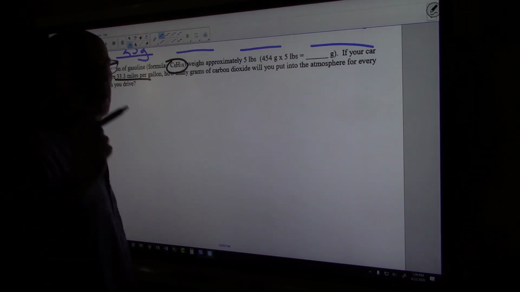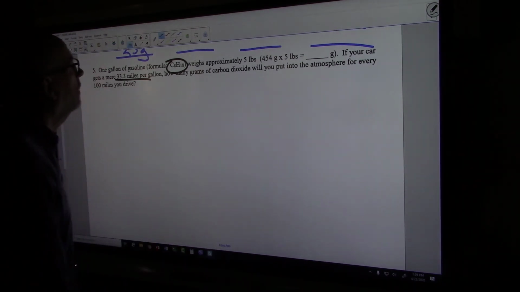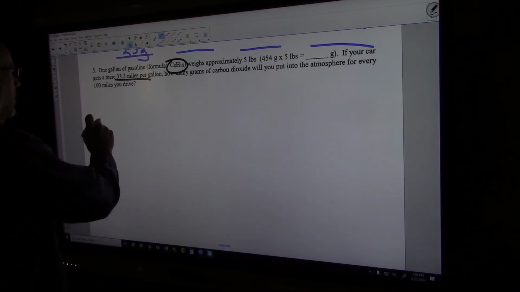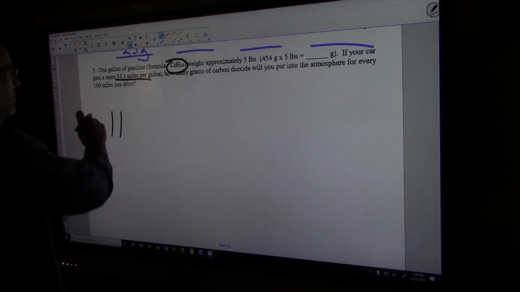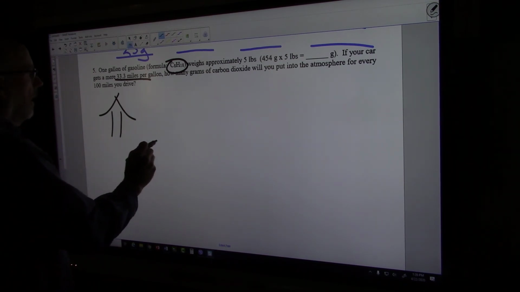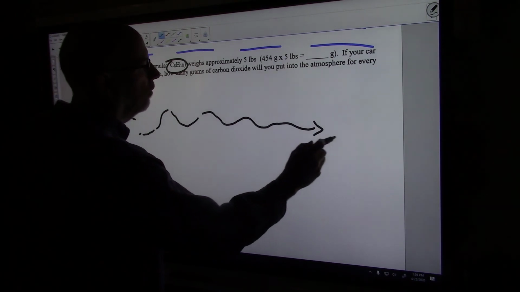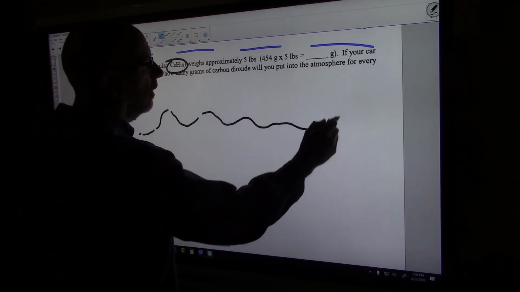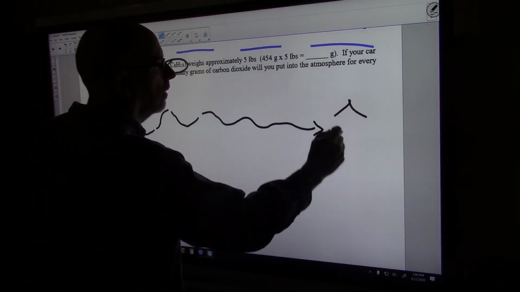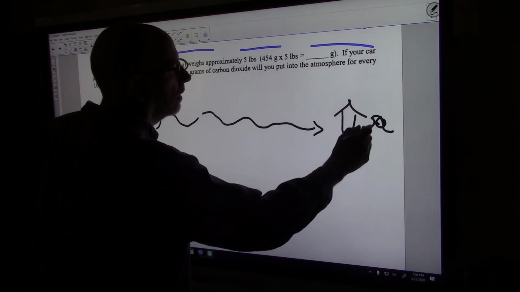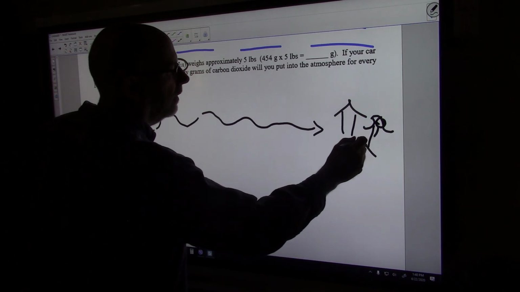CO2 in the atmosphere? Oh, global warming. It's a global warming question. You drive 100 miles. You start here. Here's your house. Here's you. And you drive 100 miles, going to grandma's house. There's grandma. Hi, dear, she says.